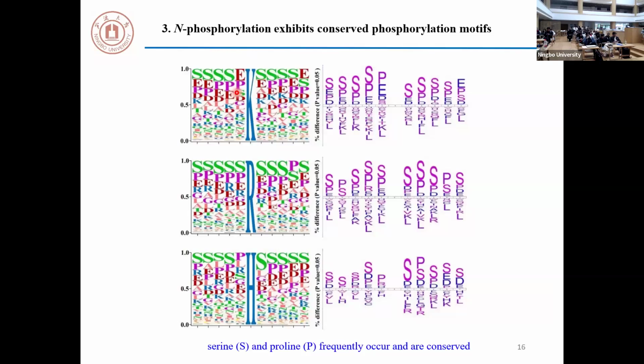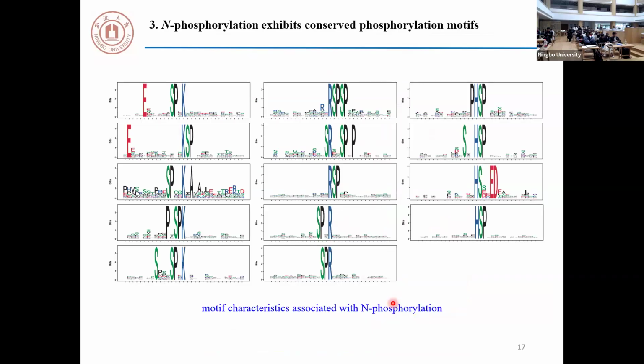We further analyzed the amino acid sequences of those nitrogen phosphorylated peptides. The results show that nitrogen phosphopeptides exhibit a conserved phosphorylation motif. Serine and proline frequently occur near the nitrogen phosphorylation site. And several significant motif characteristics associated with nitrogen phosphorylation were detected.